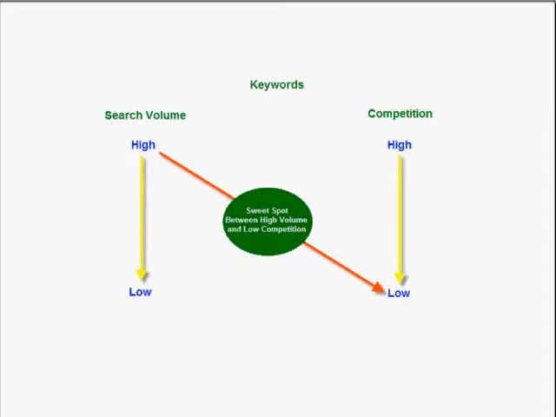In this diagram, we're going to show an example of how keywords work between search volume and competition. Now, competition means the number of pages that are competing for a spot in, say, Google's index for these keywords. And if you have high search volume, you're also going to have high competition. And the sweet spot is when you can find a place between high volume and low competition. And those are the keywords that you want to optimize for.